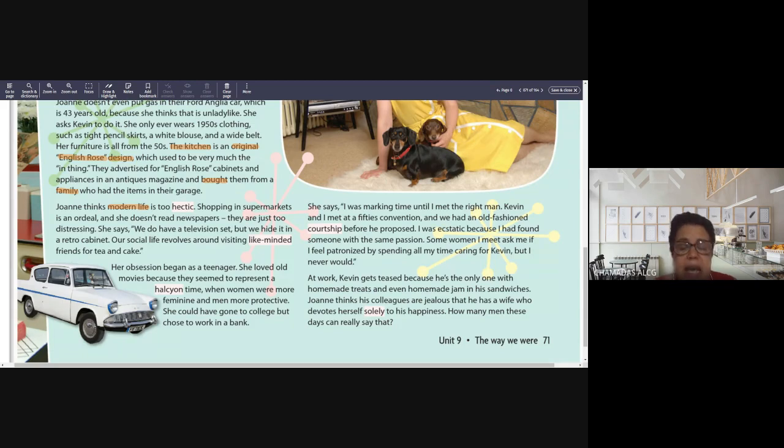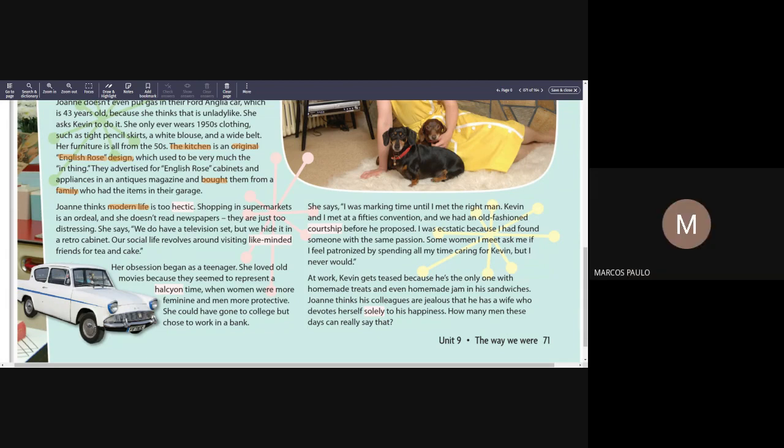When I'm talking about halcyon, I'm talking about the time that we miss, something that belongs to the past, the past that we miss. Good old times, you know? Like, oh, I wish I could go back to that time because that time was better than now. All right, so good old times. So halcyon time. Okay. All right.